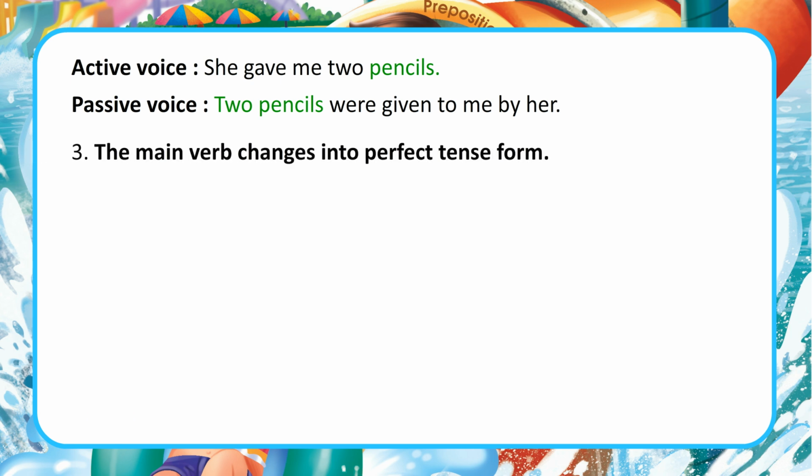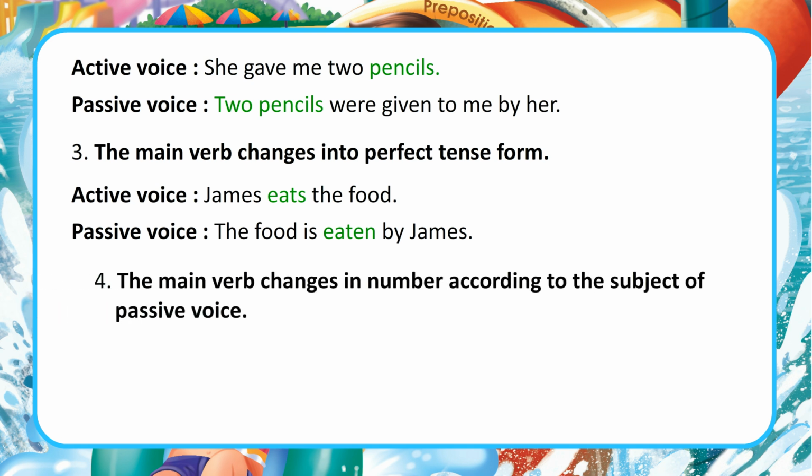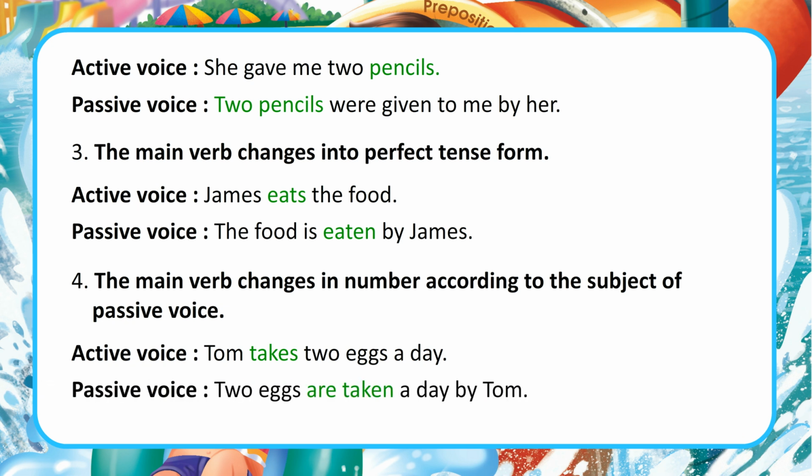3. The main verb changes into perfect tense form. Active voice: James eats the food. Passive voice: The food is eaten by James. 4. The main verb changes in number according to the subject of passive voice. Active voice: Tom takes 2 eggs a day. Passive voice: 2 eggs are taken a day by Tom.